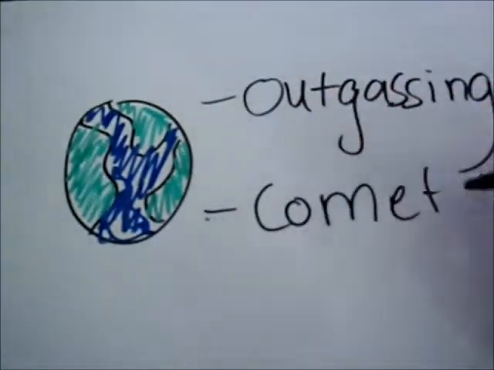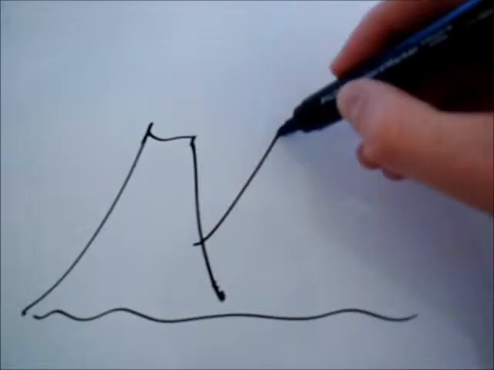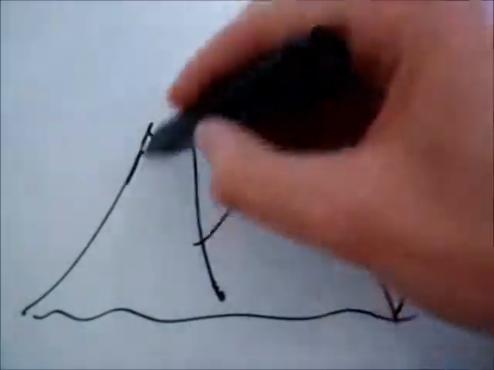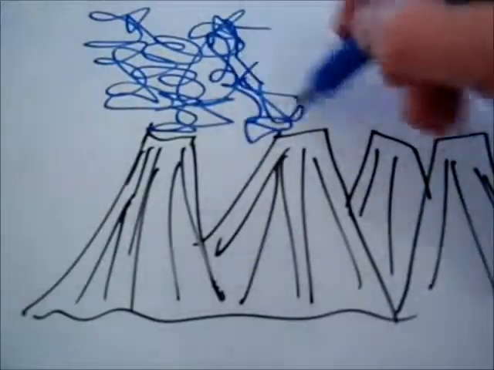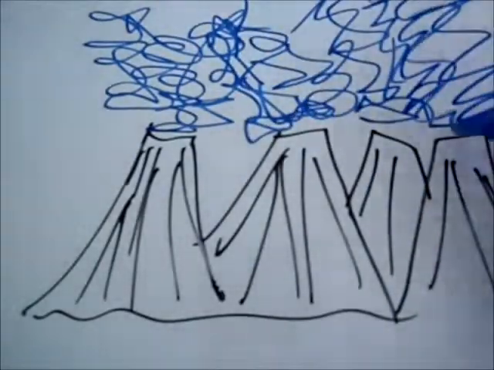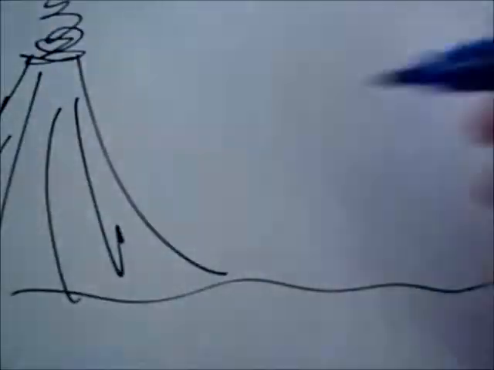Outgassing is the process whereby gases are released from molten rock in the mantle of the planet by volcanic activity. This was probably the primary source of gases for the early atmosphere. Moreover, comets and asteroids can bring with them gases which contributed to the Earth's atmosphere.